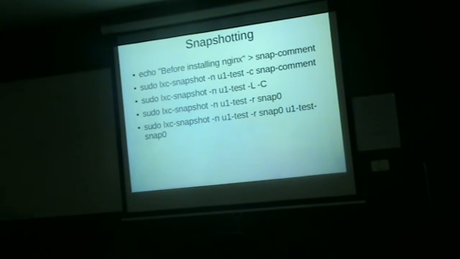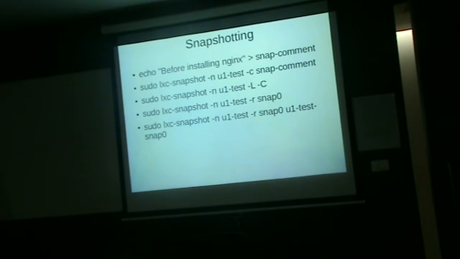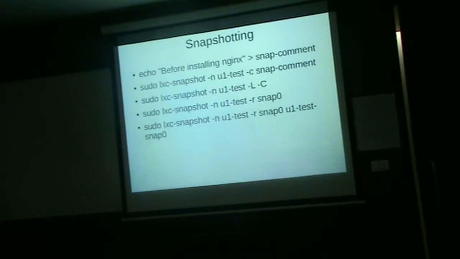And the third command will list all the snapshots that are available for a container. The fourth command lets you restore the container to an earlier snapshot. snap0 is by default the name of the first snapshot. And suppose you wanted to restore to a snapshot, but you didn't want to change the current container. Suppose you want to create a new container from that snapshot. You can use the last command to do that.